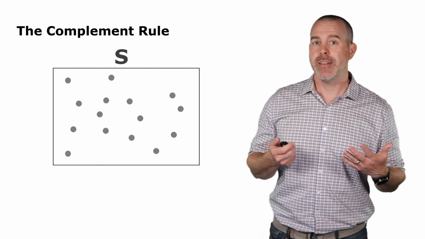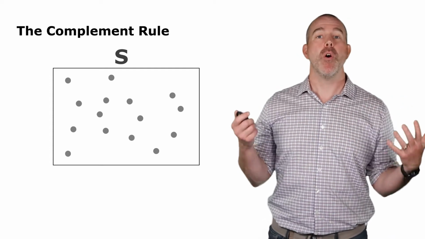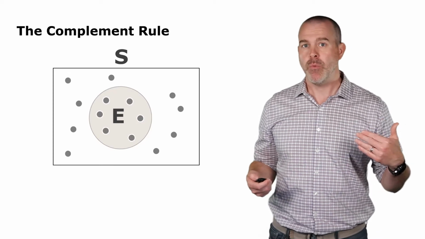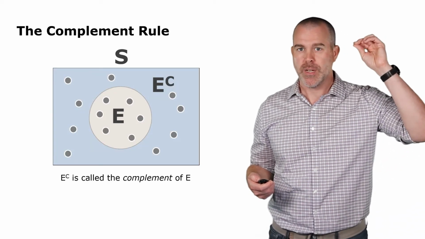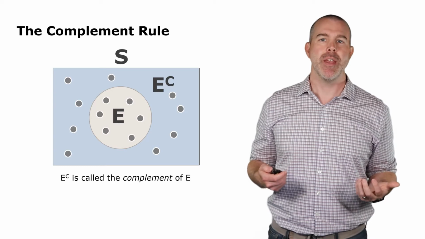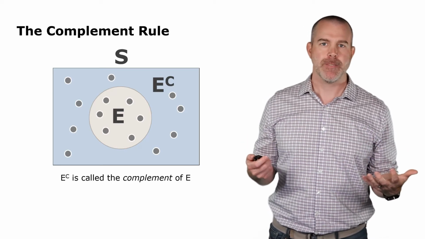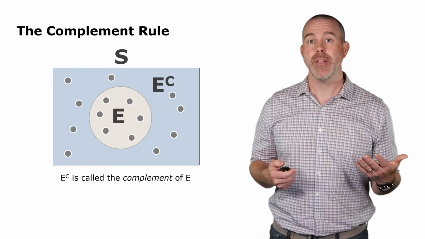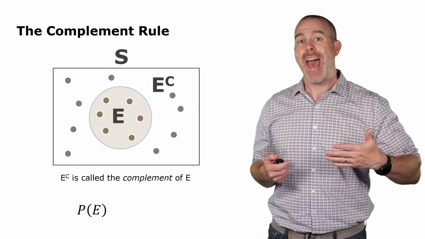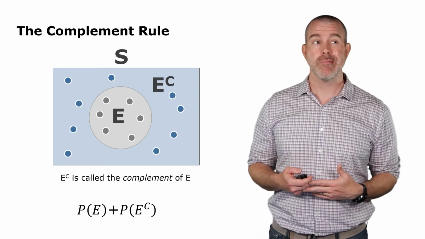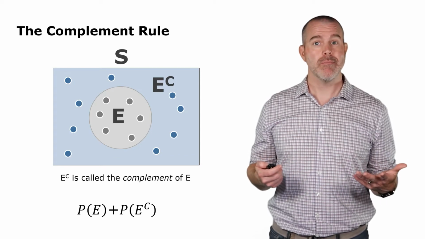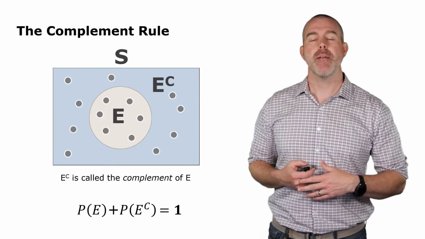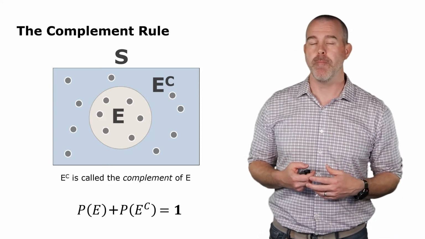Here, the complement and the original event make up the whole sample space. So if I have an event E, then the complement we denote with E with a superscript of C. That's called the complement of E. That's everything else. There is a probability rule that goes with this. If we take the probability of an event E and add to that the probability of the complement, well, that's everything. So we should get 1. That is the complement rule. You add the probability of an event and its complement, you get 1.